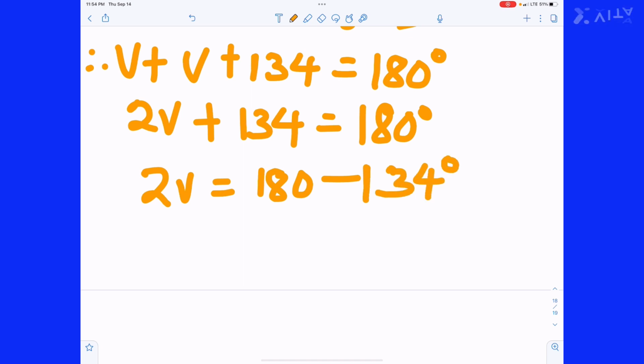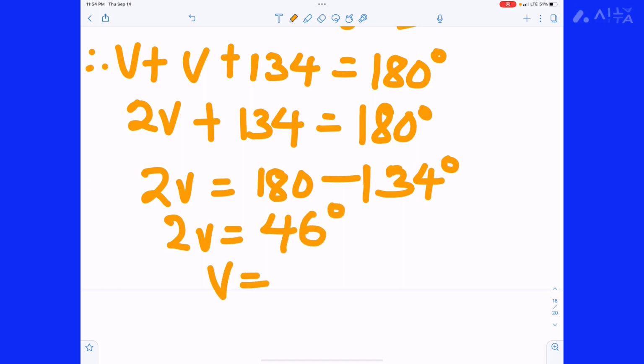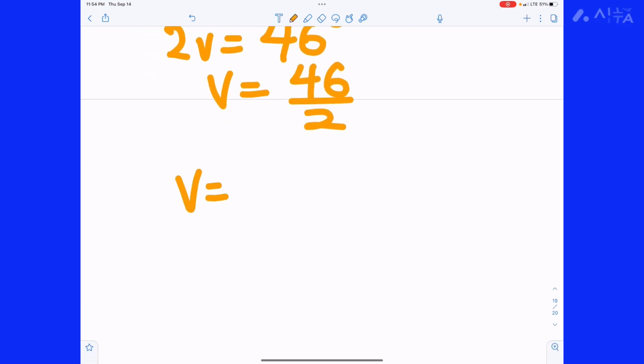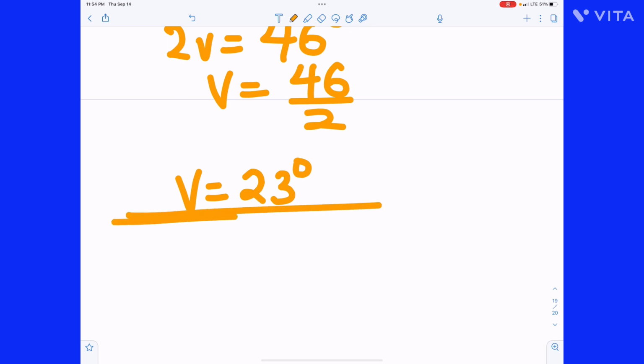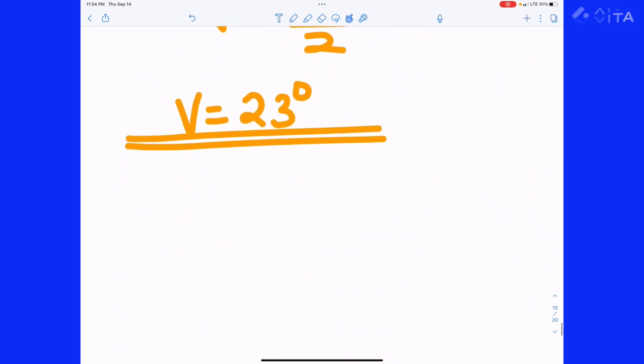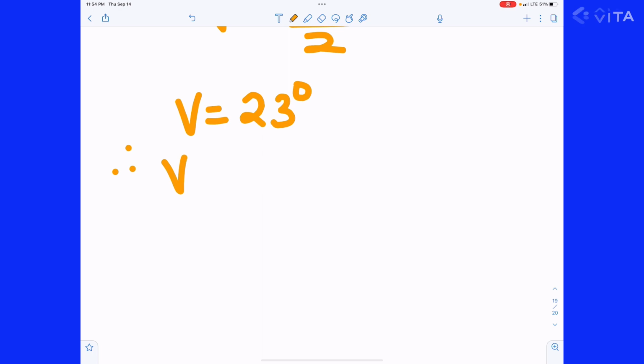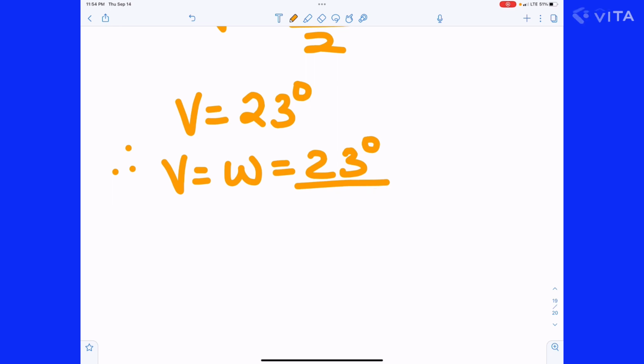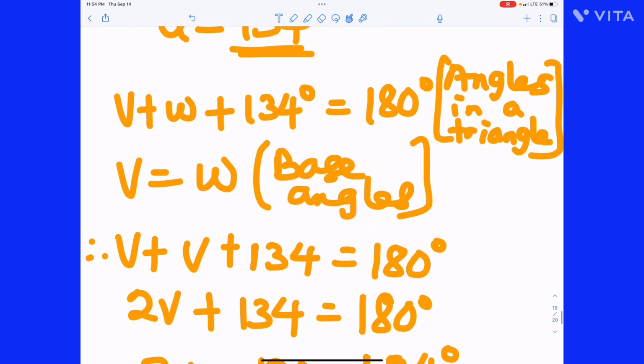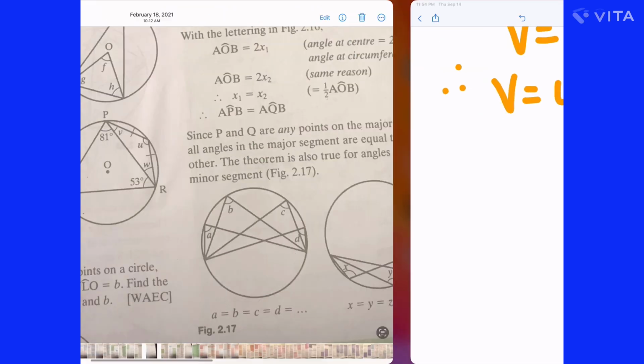So 2V is 46 degrees, and V is 46 over 2. That gives you V as 23 degrees. It's as simple as that. W is what? 23 degrees, because V is equal to W. W also will be 23 degrees. Is that clear? So that's 4D for you.